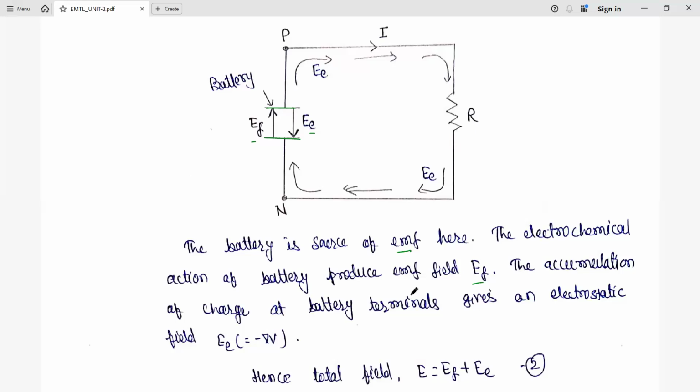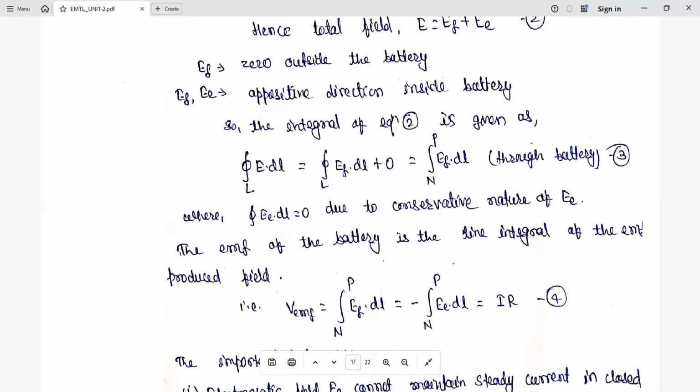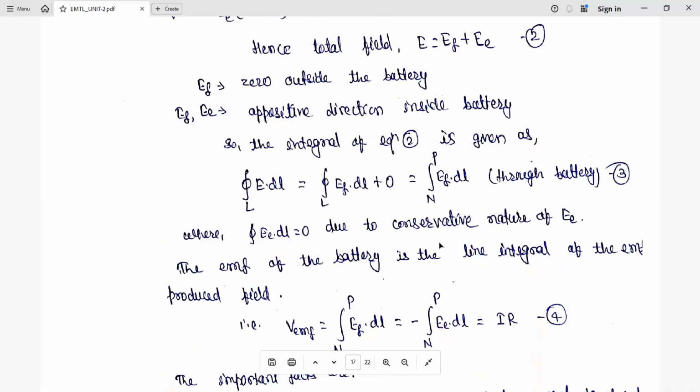And accumulation of the charge. So the battery has plates. So that accumulation of charge takes place at the battery terminals, which gives us the electrostatic field, given as E_E equal to, and this electrostatic field is related to the potential with minus del V. So finally here you are seeing that we have the total field.